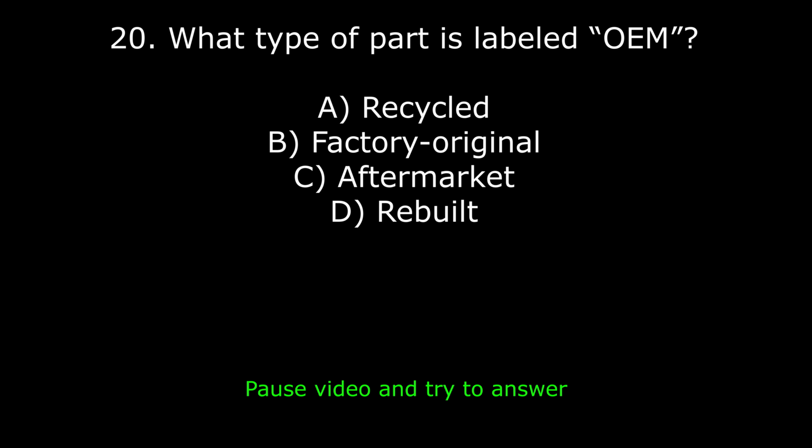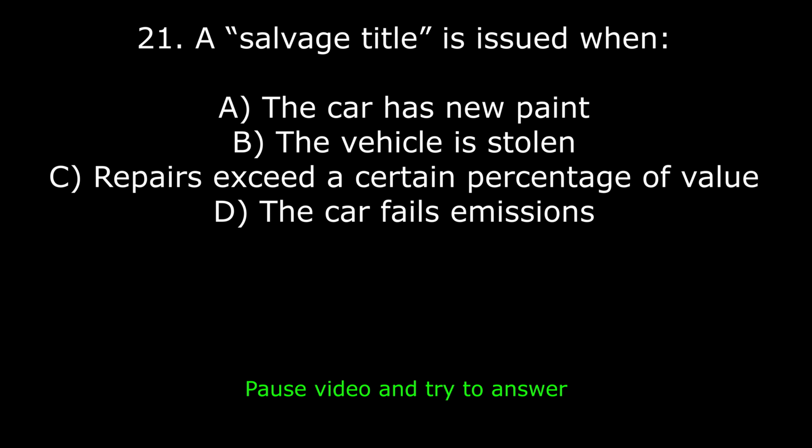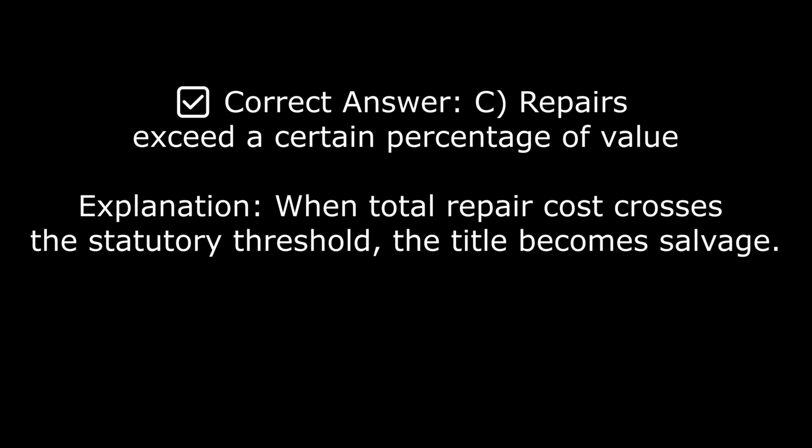21. A salvage title is issued when A. The car has new paint, B. The vehicle is stolen, C. Repairs exceed a certain percentage of value, D. The car fails emissions. Correct answer, C. Repairs exceed a certain percentage of value. Explanation: when total repair cost crosses the statutory threshold, the title becomes salvage.